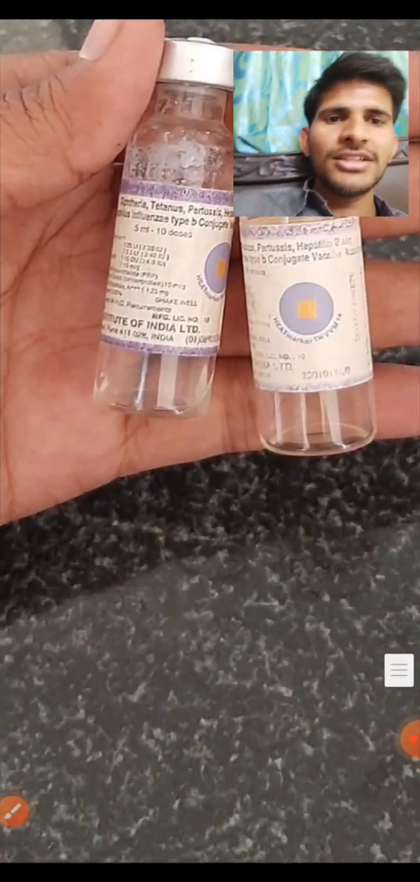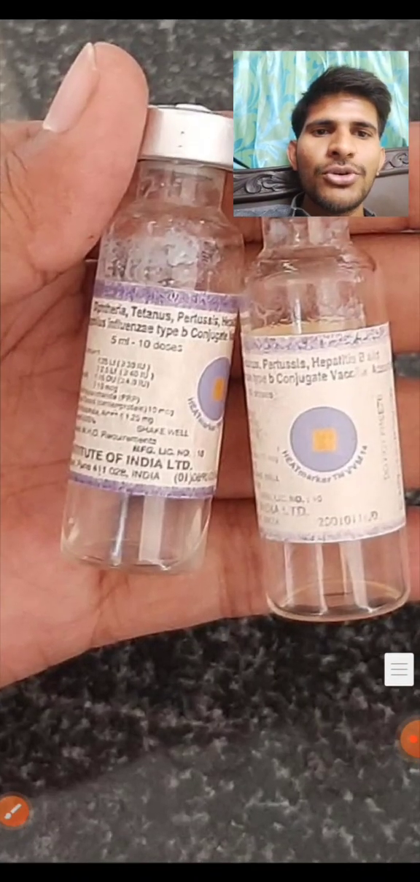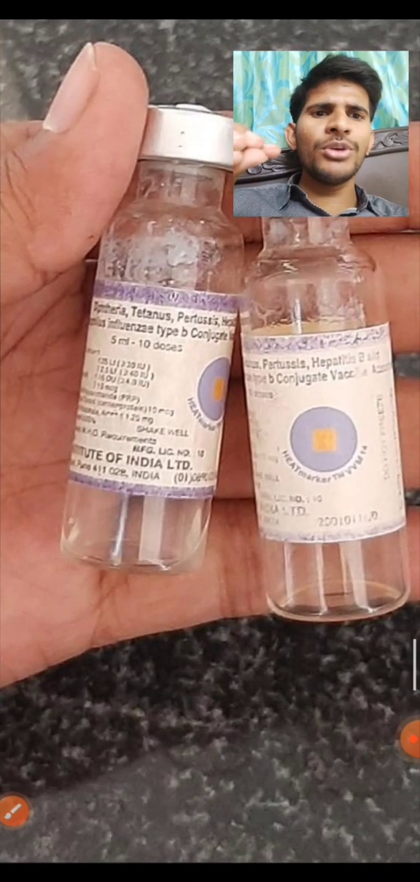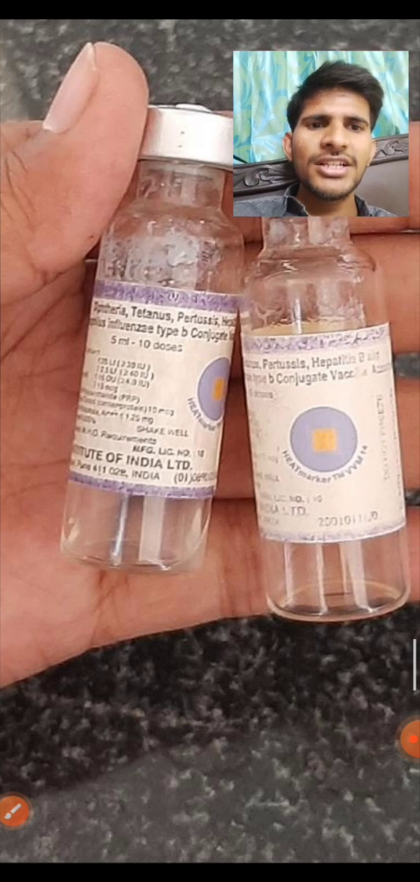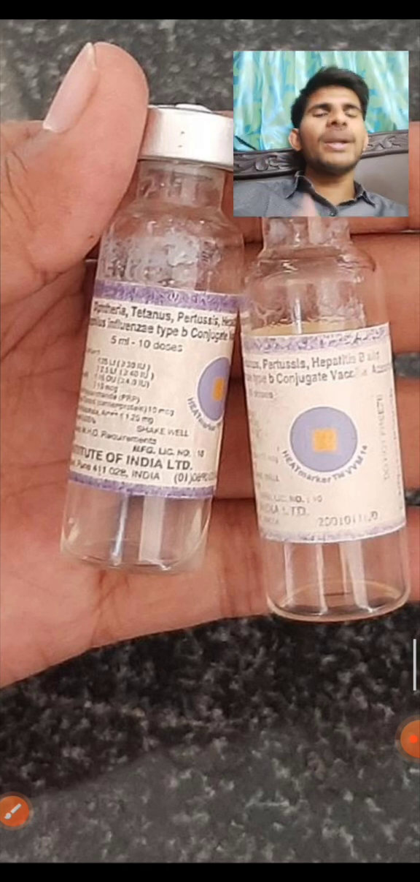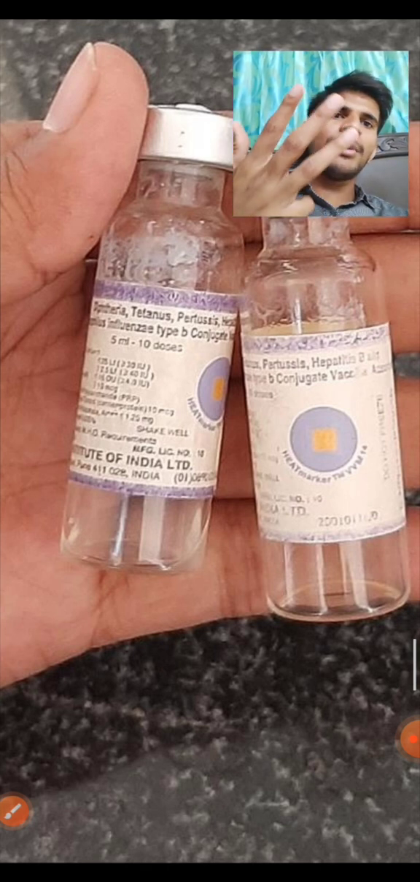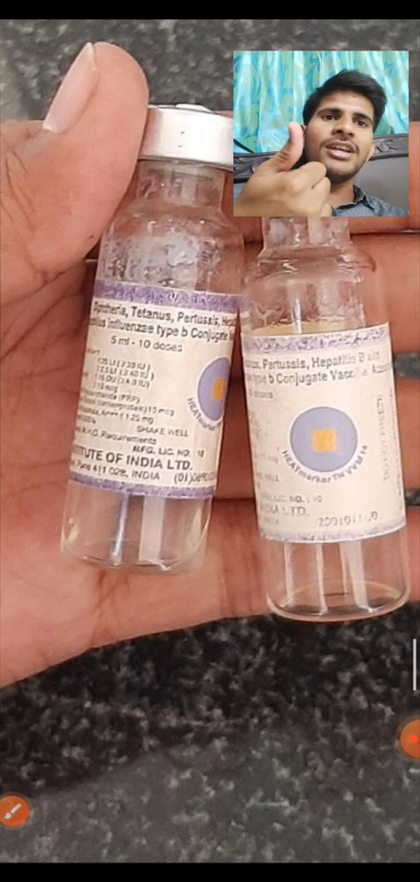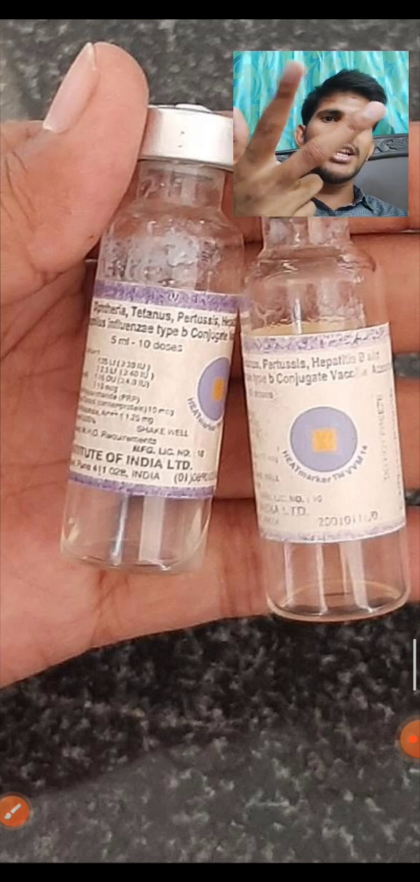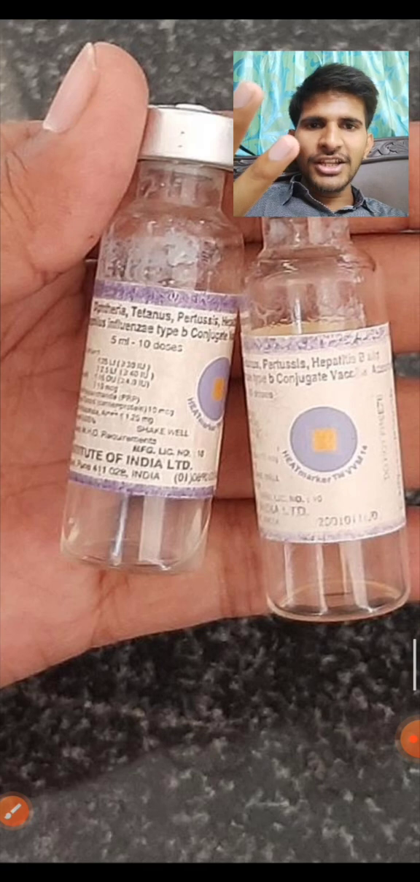You can see these vials. The name will be given on the upside only. This is a pneumococcal conjugate vaccine and hepatitis B vaccine. This is a pentavalent vaccine. It is written as diphtheria, tetanus, DPT, hepatitis B, and influenza. DPT is diphtheria, pertussis, tetanus, and another two, hepatitis B and Haemophilus influenzae.